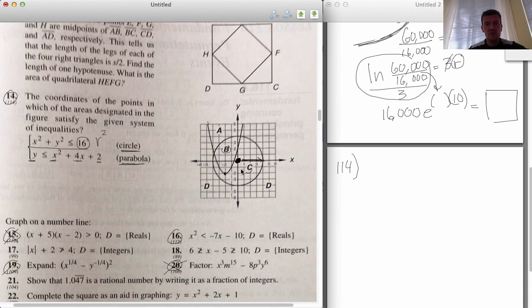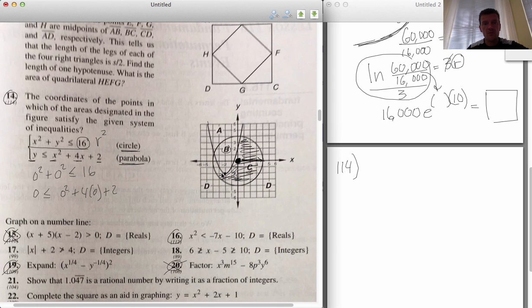C would be really easy to test right away because this point 0, 0 is in the region of C, outside the parabola but in the circle. And if I put 0, 0 into both of these, it has to work in both. So 0 squared plus 0 squared is less than or equal to 16. Yes, 0 is less than 16. 0 less than or equal to 0 squared plus 4 times 0 plus 2. And that is also true. So right away, woohoo, we got lucky there the first time. So it looks like the region that works would be right here.